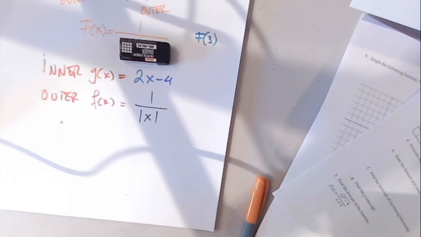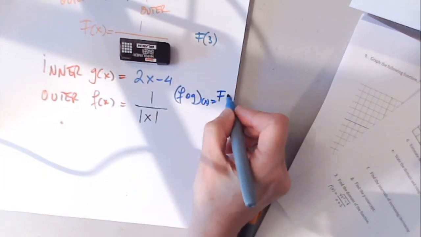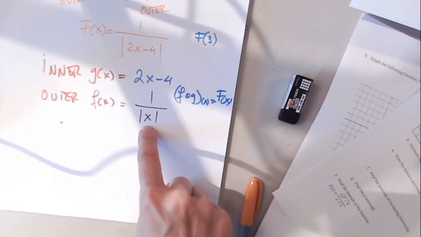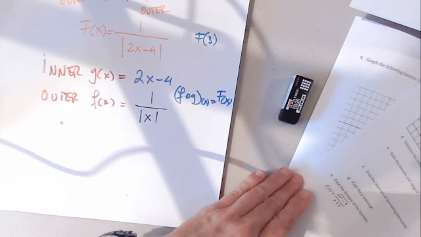So now when I create f comp g, I guarantee you will get uppercase F of x. Because you will have to plug this function in here, and you get 1 over the absolute value of 2x minus 4.